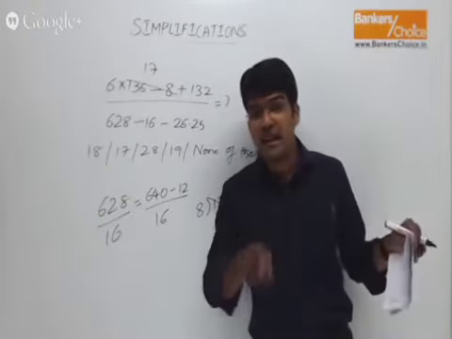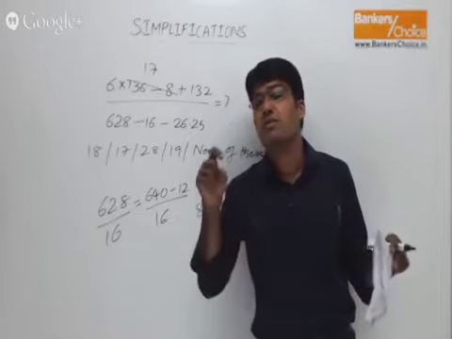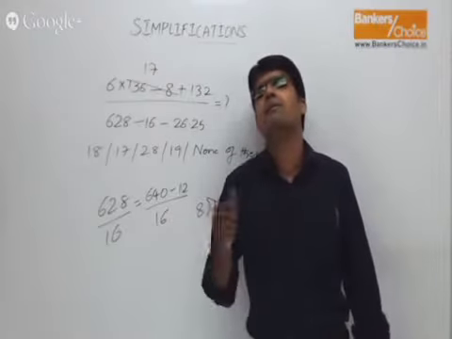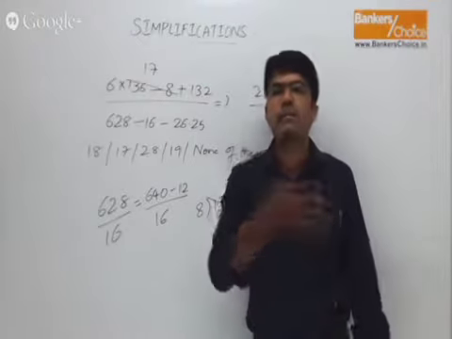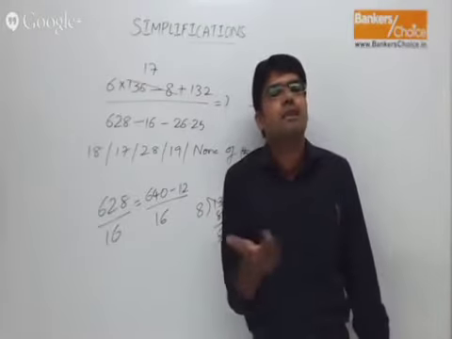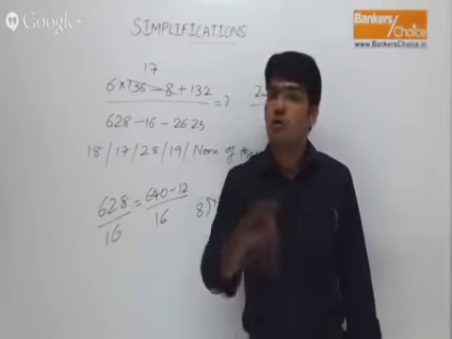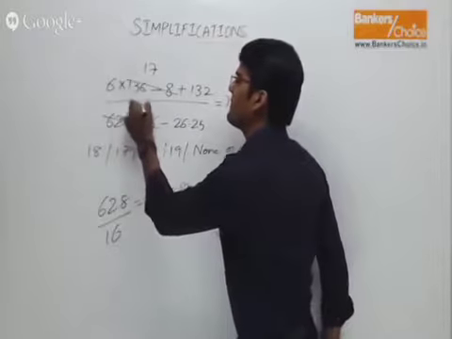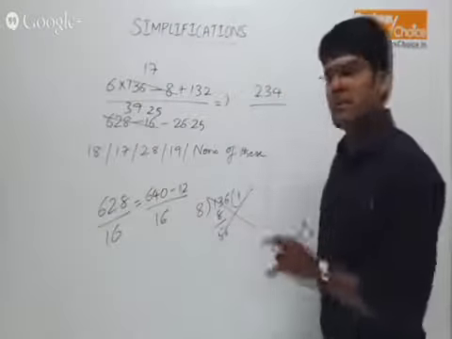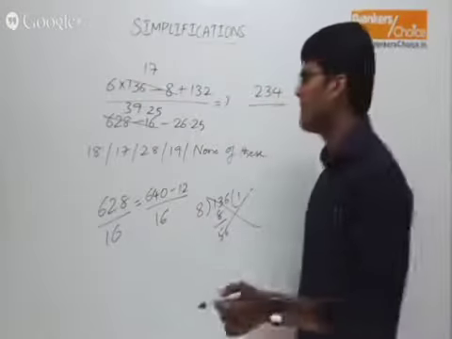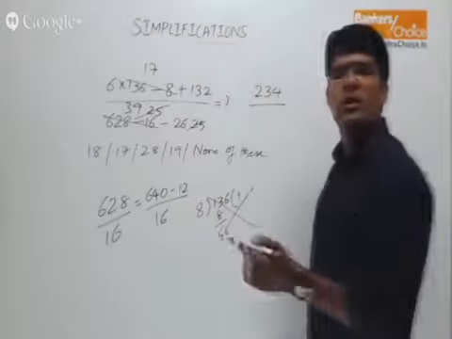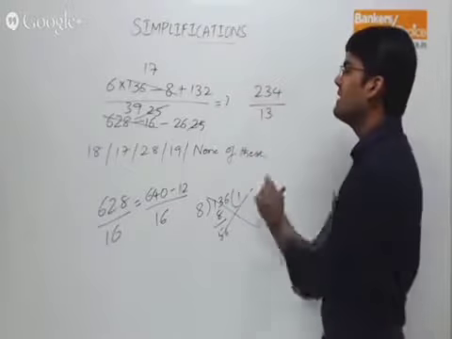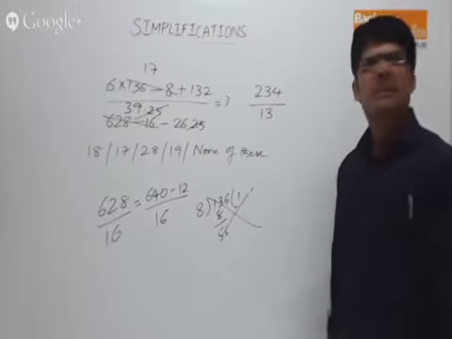Already we have 30 and 9. 39. What is left out? 4. 4 by 16, 1 by 4. 1 by 4 is 0.25. 39.25. So either you split it this way or that way, finally you are going to get the same value, 39.25. But then how quickly you do it is what matters. So this part is 39.25 without writing anything on paper. 39.25 minus 26.25. Forget about the decimal parts. 0.25, 0.25 gets cancelled. 39 minus 26. How much is that? 13. So your answer here is 234 by 13.